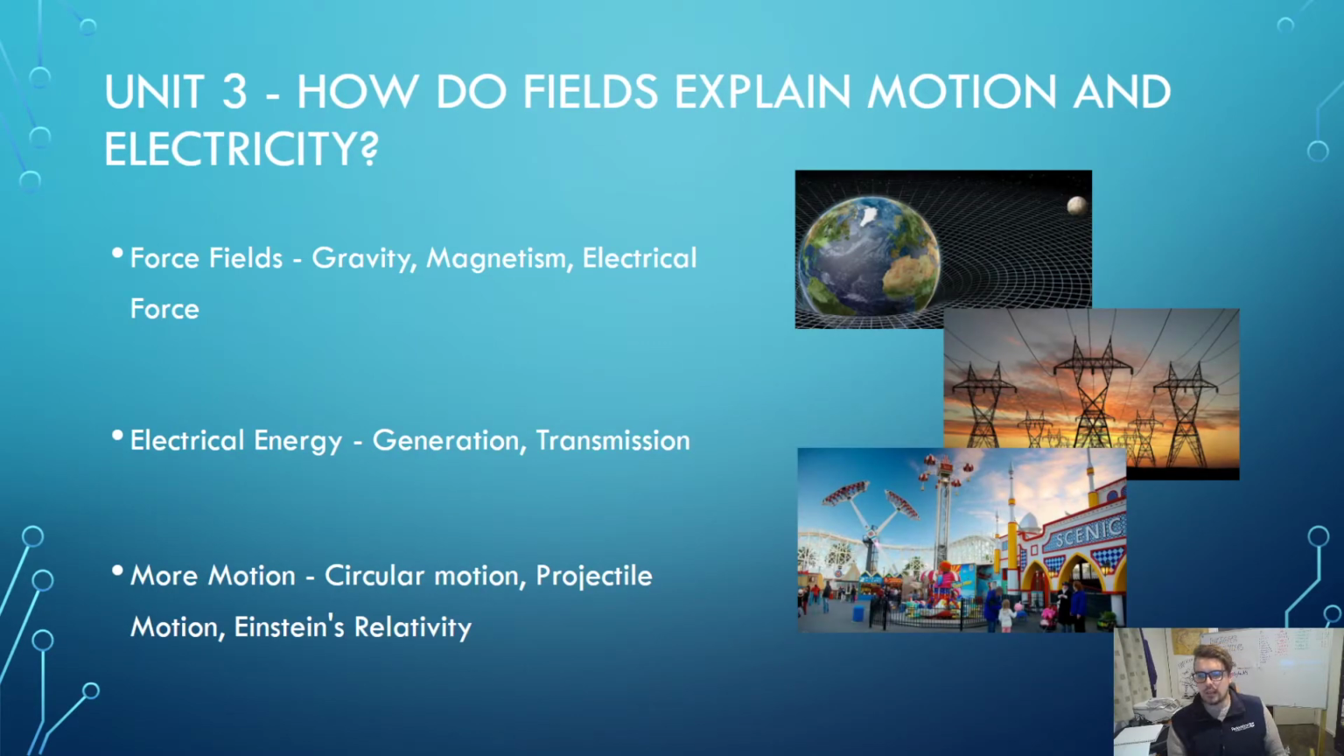Unit 3, we go on to look at gravity, magnetism, electrical forces. We look at the bigger picture of how forces help shape and manipulate our universe. We look at electrical energy, so the generation and transmission. We look at things like step-up transformers, things that are used around that you drive past every day that you wouldn't necessarily think to look at. And we do some more motion. So we look at circular motion, projectile motion, and relativity.